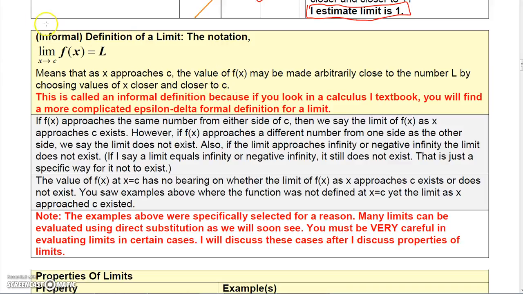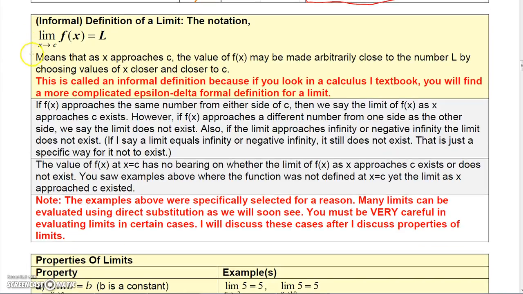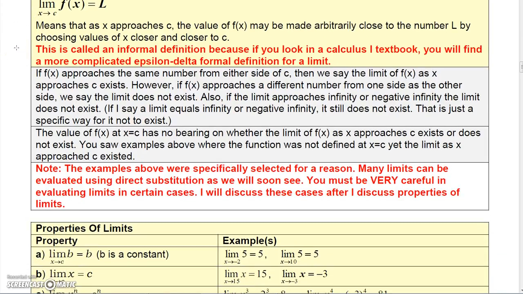Now, the reason I call this the informal definition is because if you took a calculus book or calculus course, you would be given a definition of a limit that's called the epsilon delta definition of a limit, and that's a lot more complicated to follow and a lot more difficult to prove that limits exist using that. But since this is business calculus, we'll forego that.